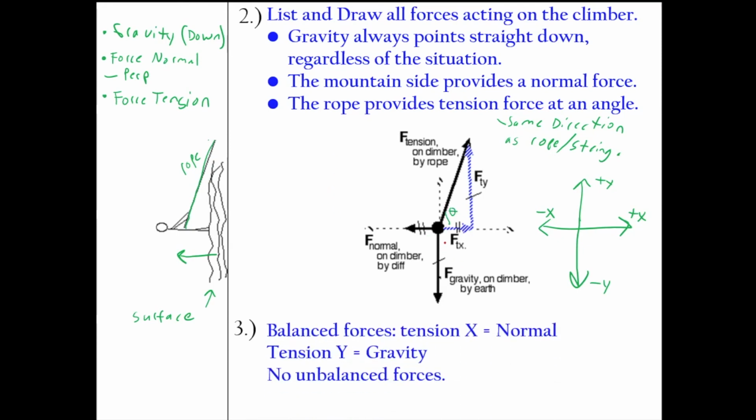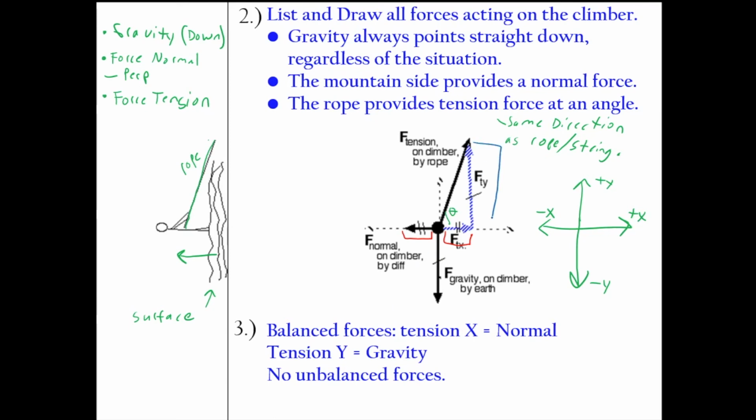Since force tension in the x direction and force normal are the same size but pointing in opposite directions, they're going to balance each other out. In addition, we have force tension in the y direction and force gravity. We can see that force tension in the y and force gravity are the same size and pointed in opposite directions. Therefore, they're also going to balance each other out. In conclusion, there's no unbalanced forces because we are at rest.